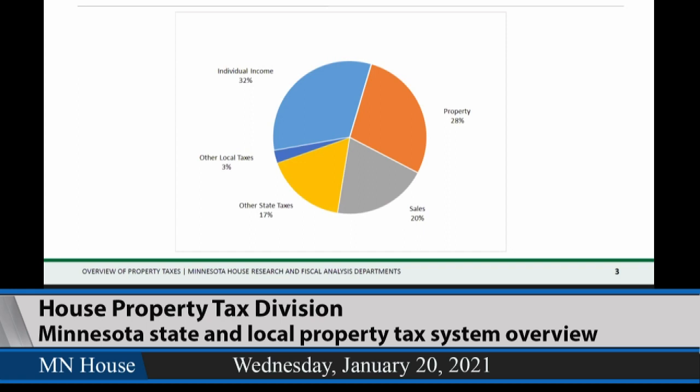Now, looking at the 5 pieces of pie here, the light blue section is individual income taxes, generating the most revenue at $12.1 billion, or 32% of the total. The orange area is property taxes at $10.5 billion, or 28% of the total. Statewide sales taxes, the gray area, bring in $7.4 billion, or 20% of the total. And other state taxes, the yellow area, this includes corporate franchise tax, gas tax, excise taxes, collect $6.4 billion, or about 17%. And the last skinny dark blue slice is other local taxes, mostly sales taxes, which generates the remaining 3% at just under $1 billion per year. Next slide, please.